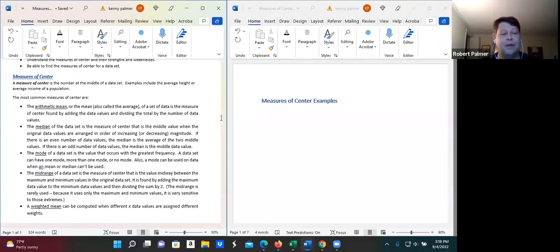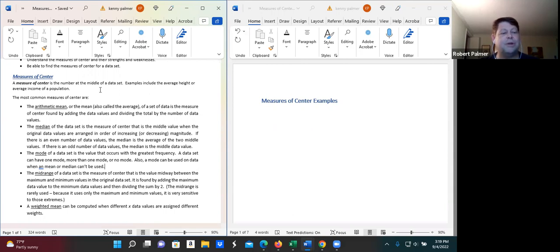A measure of center, as it says, is the number in the middle of a data set. Examples would include, when we're talking about people, either men or women or combined, the average height of everyone, or the average income of a population. A population can be any kind of group: people, things, numbers, whatever. You have to be careful about using one number to describe everything, but often we do that for simplicity and to be able to compare populations to each other.